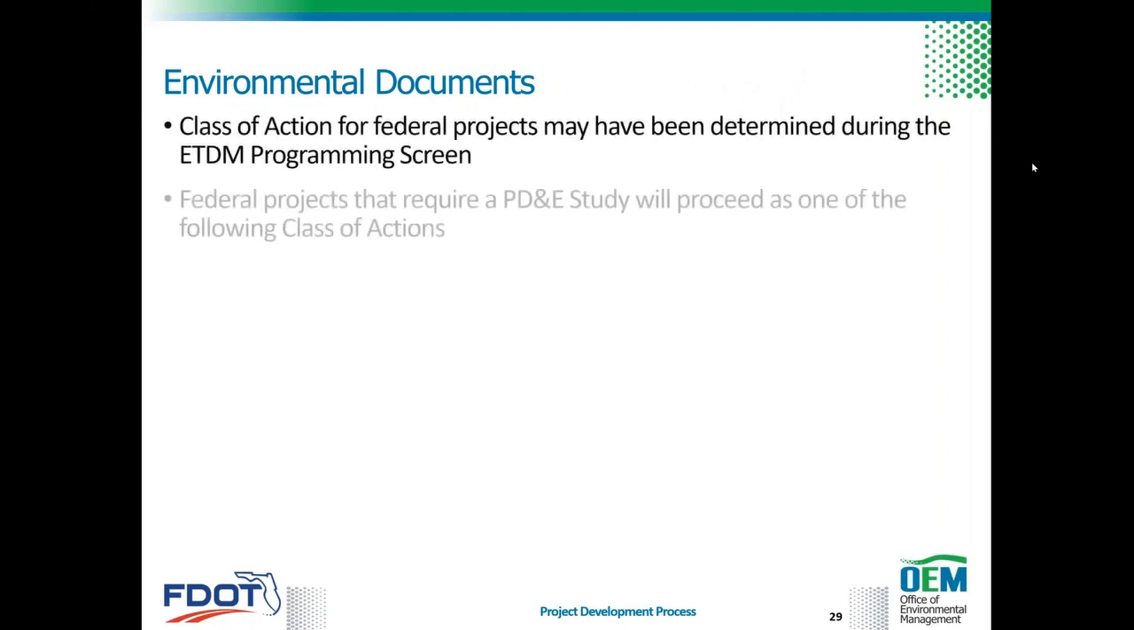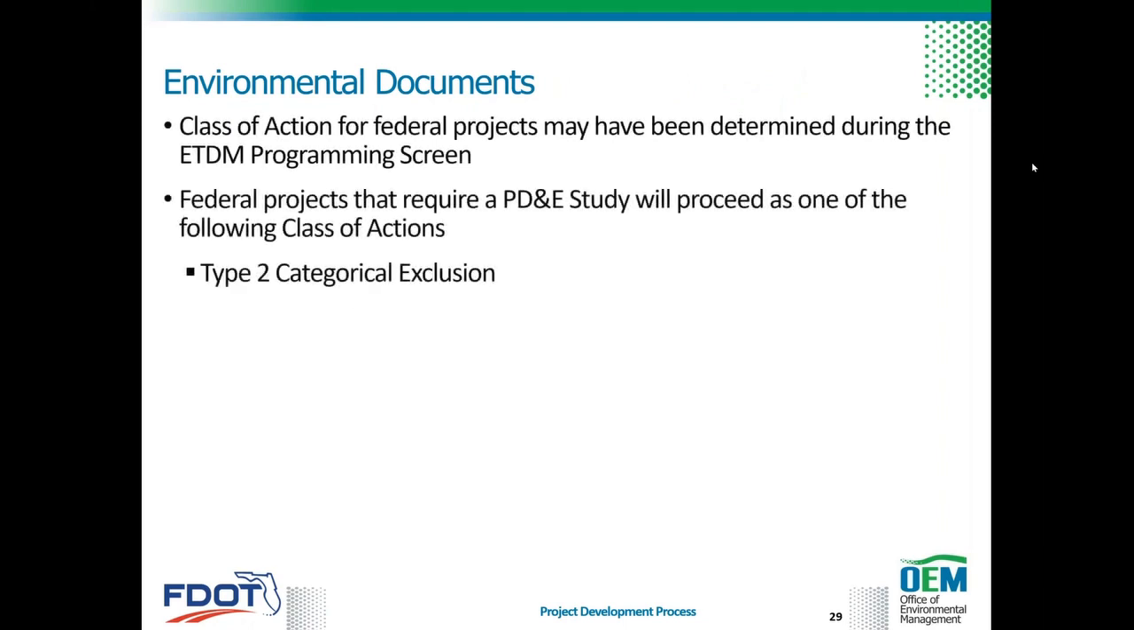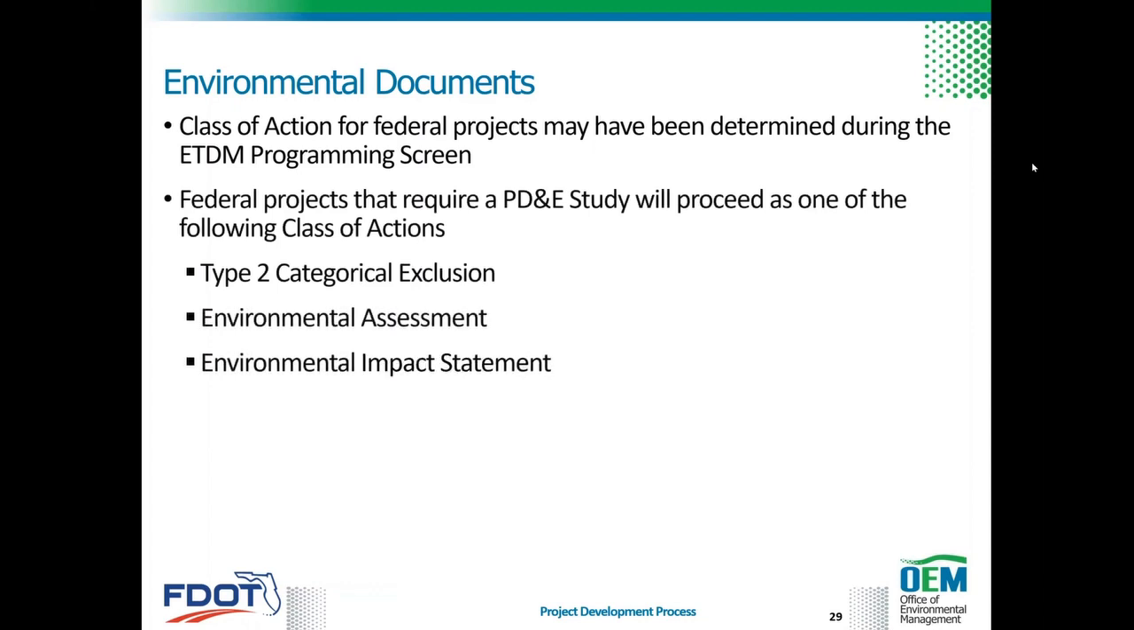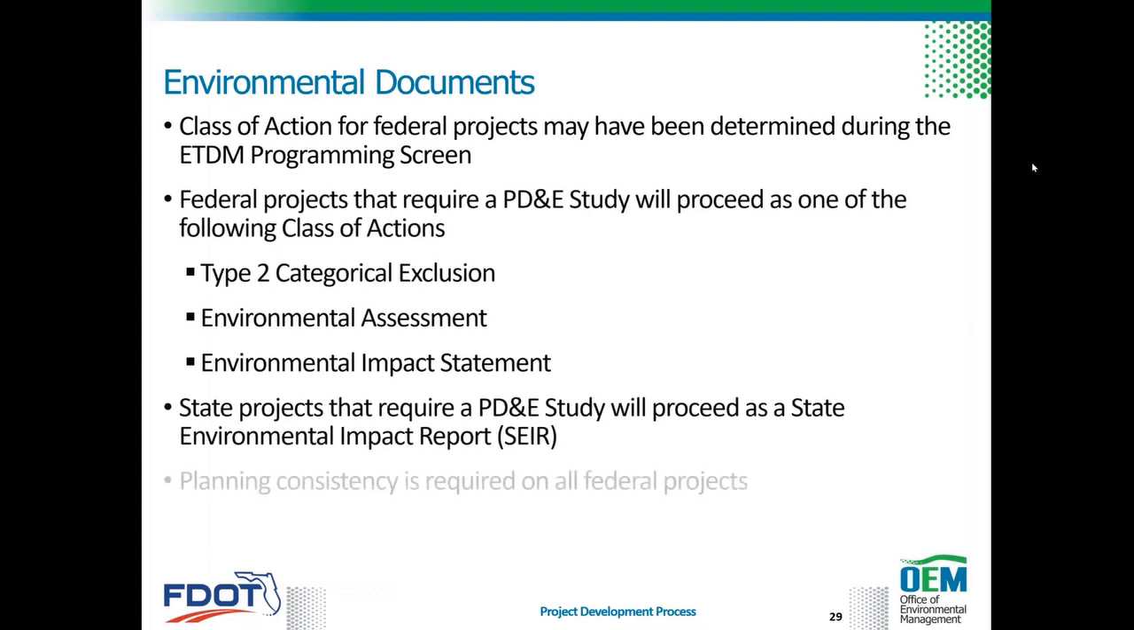So the class of action for federal projects may have been determined during the ETDM programming screen. However, a class of action determination is not mandatory prior to advancing a project to the PD&E phase. If the class of action is known, the project may proceed as a Type 2 CE or categorical exclusion, as an environmental assessment or EA, or as an environmental impact statement or EIS. If the project is state funded, it may proceed as a state environmental impact report or SEIR.